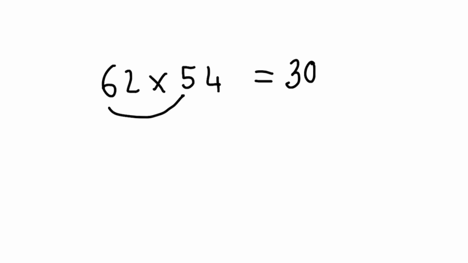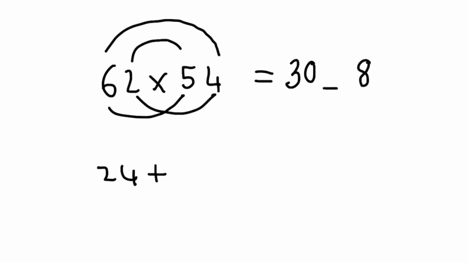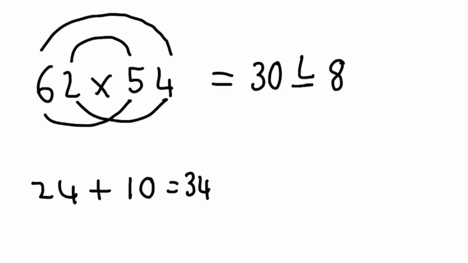So we put that at the beginning of our answer. 2 times 4 is 8. So we put that at the end of our answer. And now we need to find out the middle. 6 times 4 is equal to 24 and 2 times 5 is equal to 10. Now we add these together to get 34. So we put 4 in the gap and then we carry the 30, which is representing 300. So the answer is 3,348. So well done.